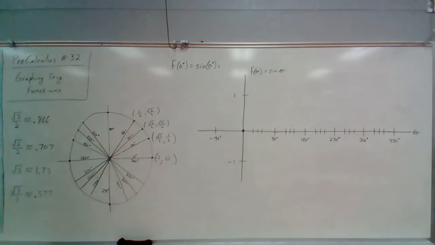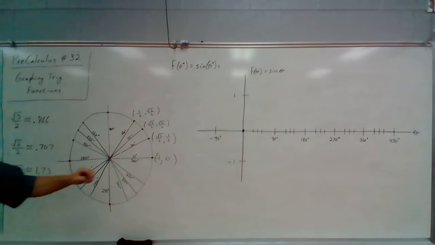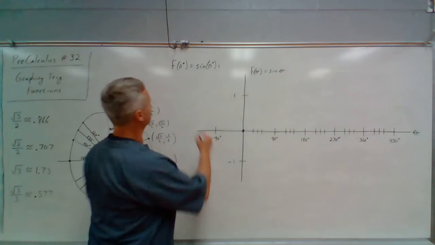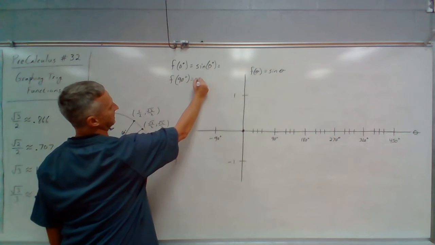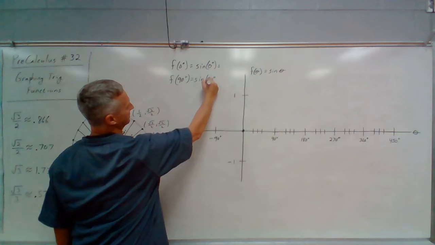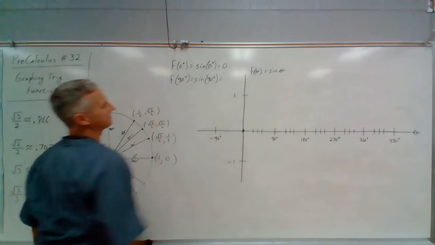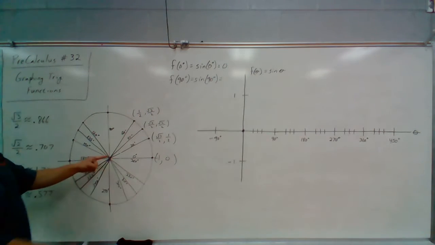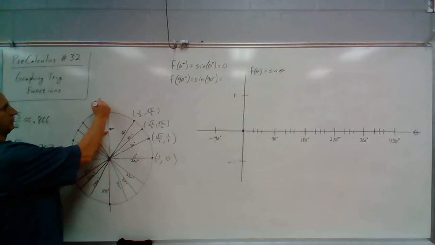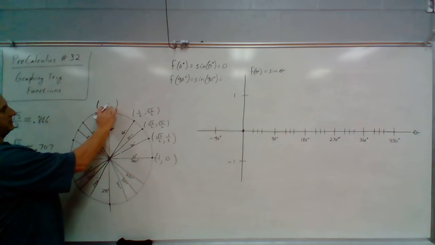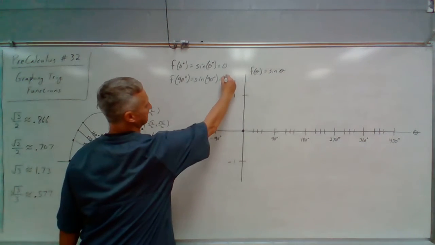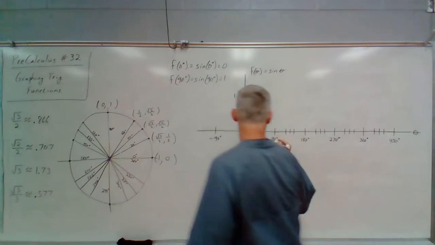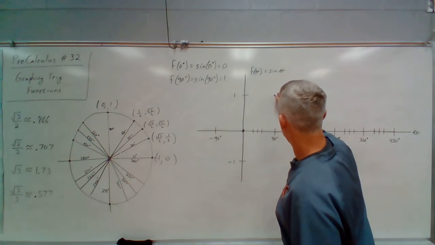All right, let's do the really easy points first. Let's do the sine of 90 degrees. So f of 90 degrees is equal to the sine of 90 degrees. Oops, forgot to answer that one. The sine of 90 degrees: we look here, we're looking for the y value of this point, which is (0, 1). So the y value is 1. Sine of 90 degrees is 1. So if we plug in a 90, we get a 1.